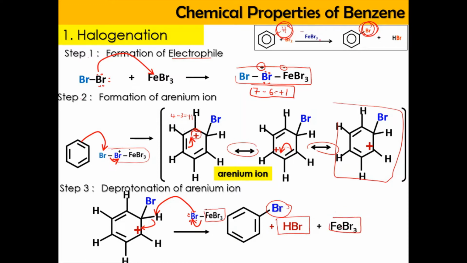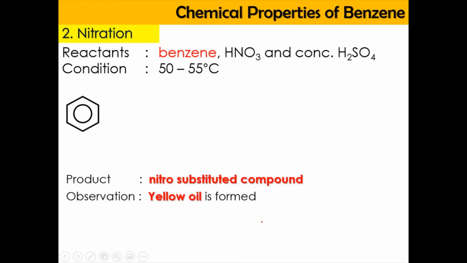So FeBr3 bertindak sebagai catalyst. So at the end of it, you will also be producing a catalyst. So as you know the meaning of catalyst, a catalyst will speed up the rate of the reaction without itself being consumed. So maksudnya FeBr3 tadi tidak dikonsume, tapi dia hanya terpakai dalam equation tersebut. Alright, nice one. Now we move on into nitration.